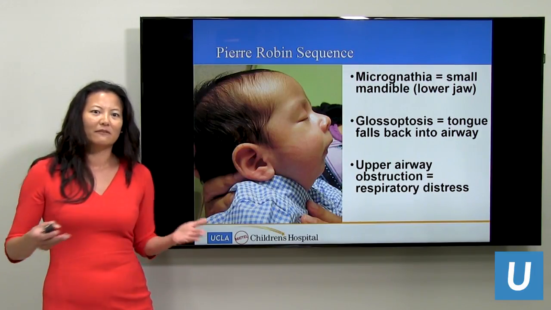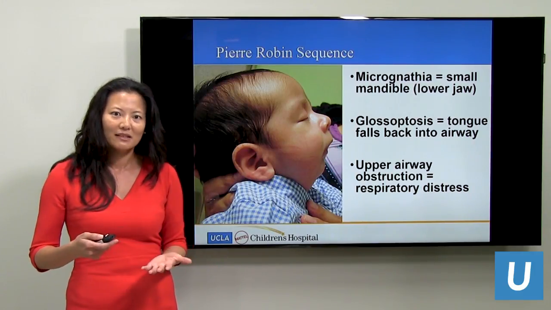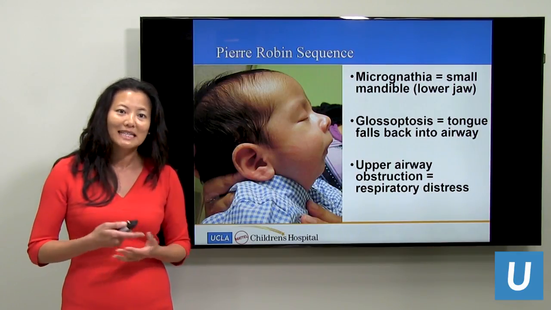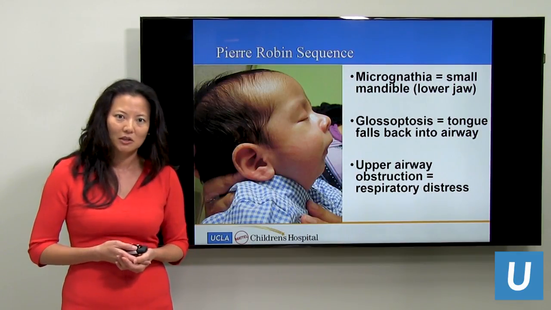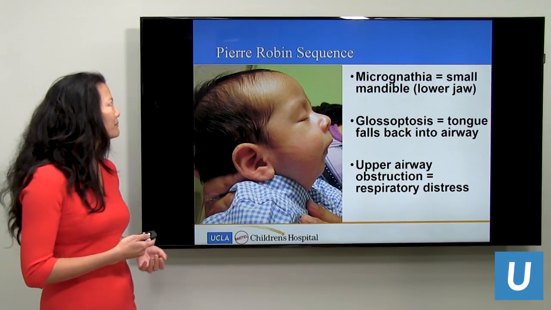Now, this comes in a variety of flavors. It can be on the mild side, it could be on the moderate side, or it could be a very severe situation where the baby is intubated in the neonatal ICU and really having a hard time breathing without a tube in.